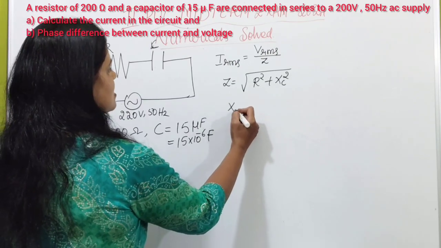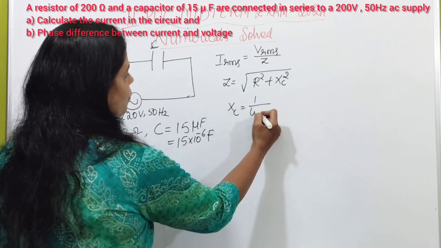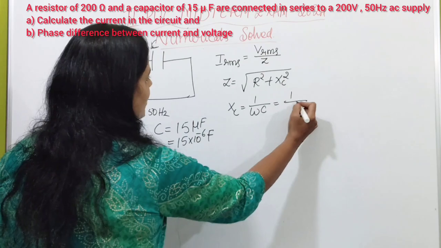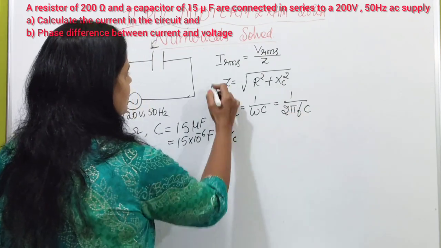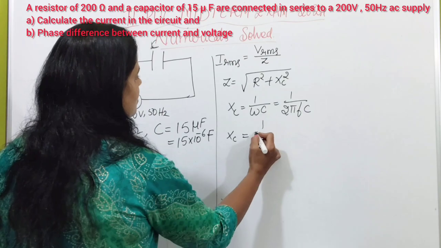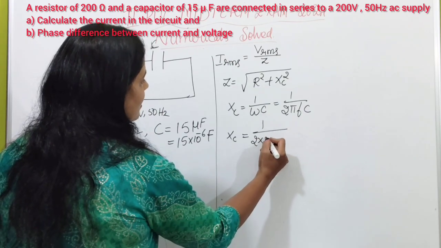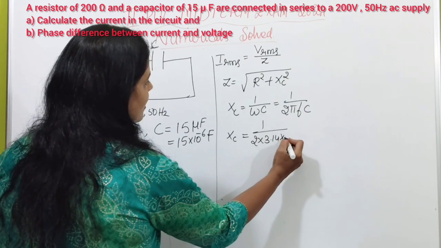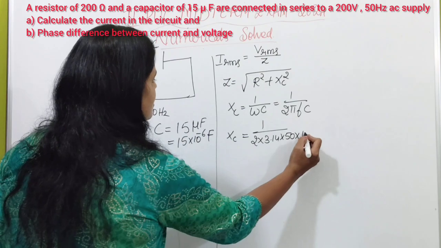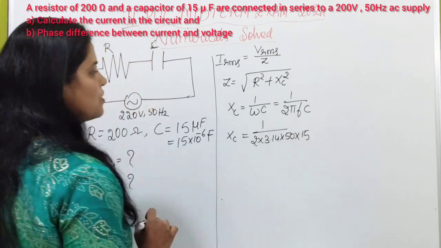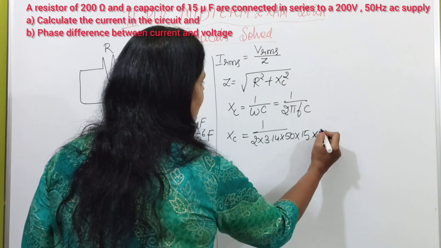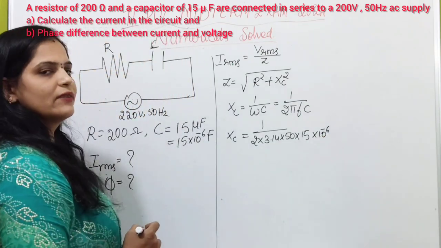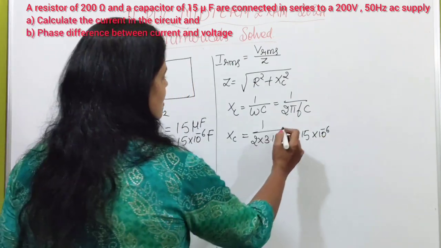Where XC is 1 over omega C, that is 1 by 2 pi F into C. Substitute: 2 pi is 3.14, F is 50, C is 15, and here students, you are making a mistake. You forget to substitute 10 to the power minus 6. Most of the time students make this mistake.